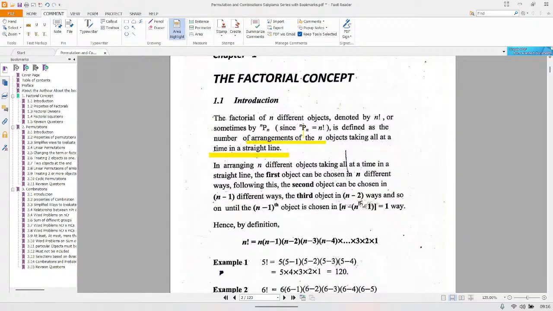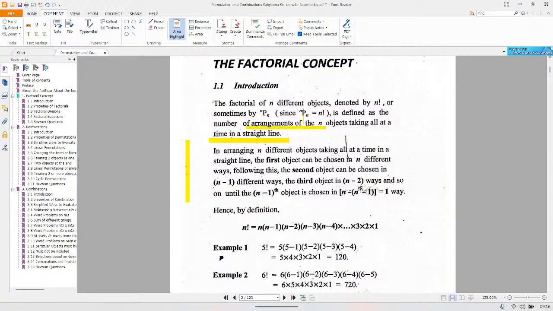In arranging n different objects taken all at a time in a straight line, the first object can be chosen in n different ways. The second object can be chosen in n minus 1 different ways, the third in n minus 2 different ways, until the last object, which can be chosen in one way. So I want to move this forward.